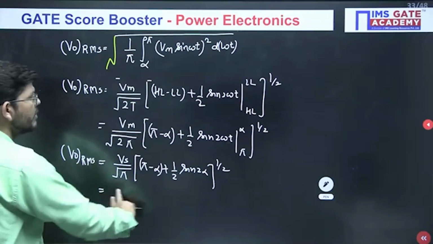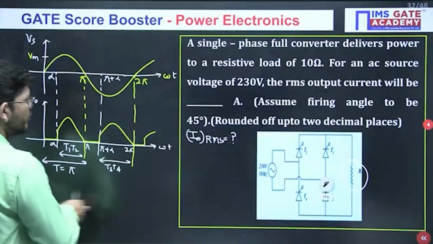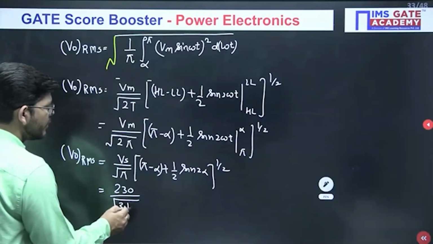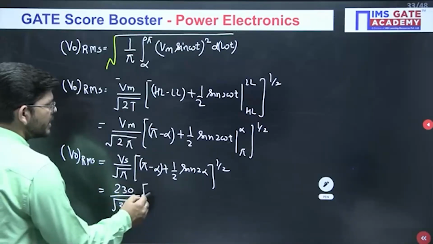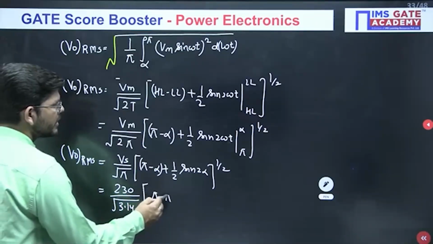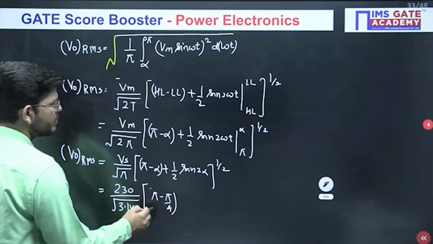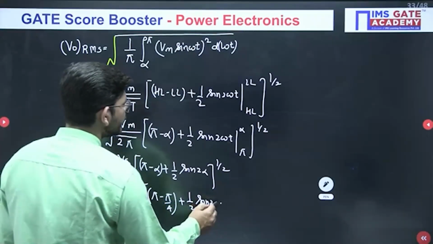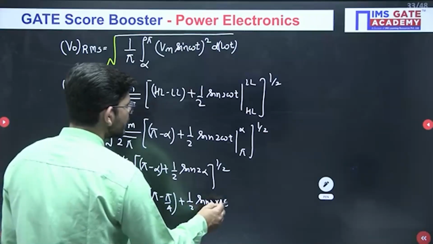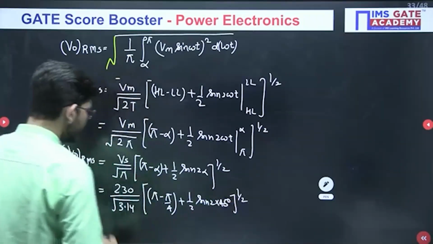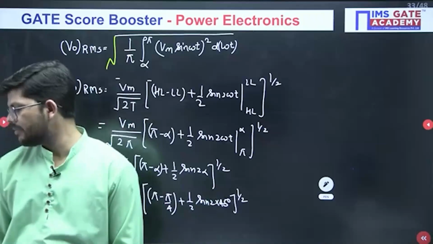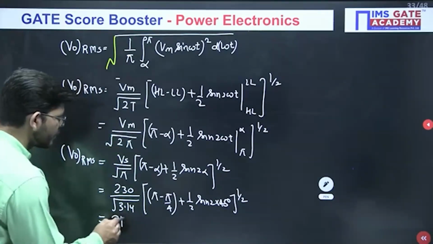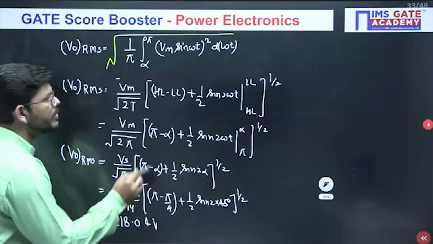Now put the values. What is the value of Vs we have? It is 230 volts. So 230 volt divided by 3.14, under root pi minus alpha. Alpha is given 45, meaning pi minus pi by 4, plus half of sine 2. Here we will put in terms of degrees, and whole to the power 1 by 2. Now when you solve, you will get a voltage of 218.04. Okay, this will be the voltage.